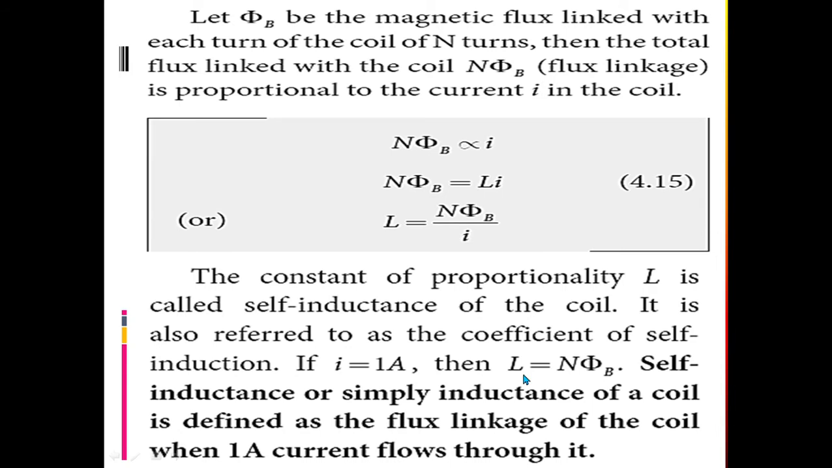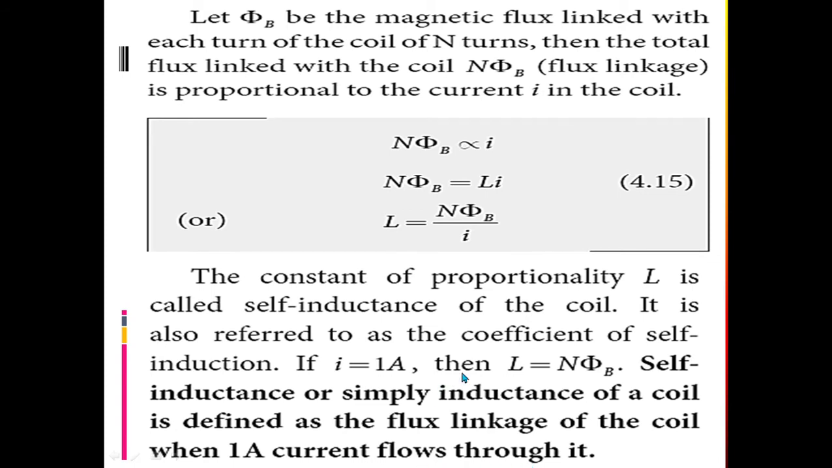L is equal to, when the value of I is 1, L is equal to N phi B. That means inductance is equal to the number of turns times the magnetic flux. This is the definition of the coefficient of self-inductance. Self-inductance, or simply inductance of the coil, is defined as the flux linkage of the coil when 1 ampere current flows through it.